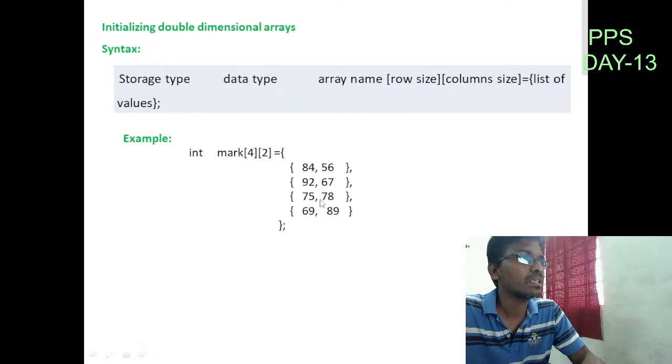And after initializing these elements, it will be terminated by a semicolon. Here each and every value is separated by a comma, and for the last value you don't give a comma, and it is terminated by the semicolon.